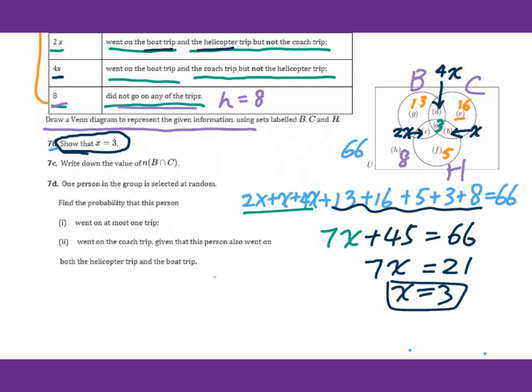Write down the value that's B intersect C. First of all, we plug in x equals 3. This is a 12. Here's a 6. This is a 3. So B intersect C will be here.